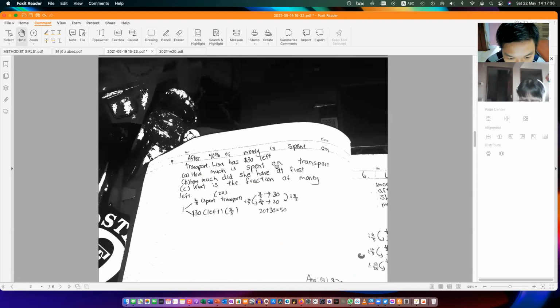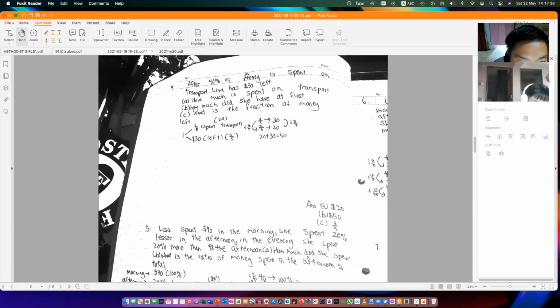This is question 4. Yes. Okay, question 4. After 40% of the money spent on transport, so 40% the fraction is 2/5, right? So therefore 2/5 left. Okay. So Lisa has $30 left. So $30 is 2/5. So 2/5 is 30, so 1/5 is 10. So how much you spend on transport? 20. Total is 50.